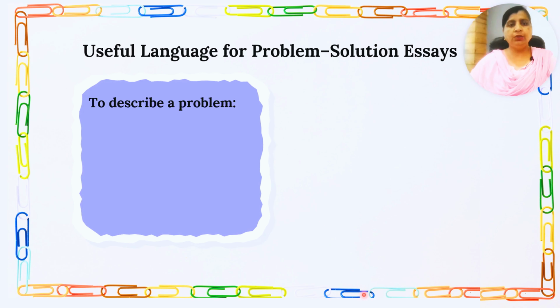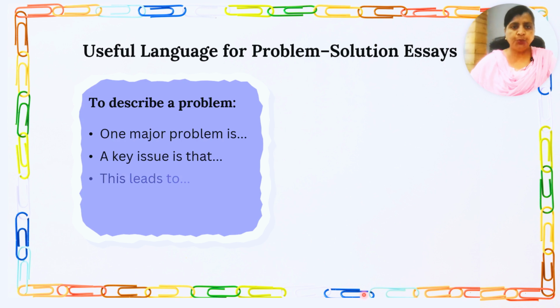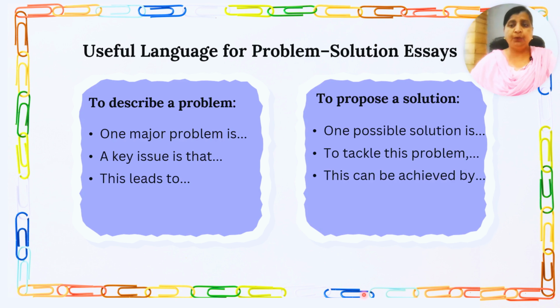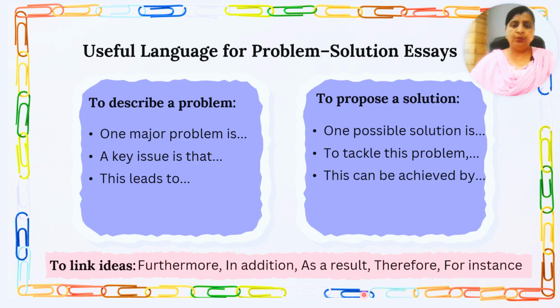Now, what is the useful language for a problem solution essay? To describe a problem: one major problem is, a key issue is, this leads to. To propose a solution, you can start with one possible solution is to tackle this problem, this can be achieved by. To link ideas, you can use cohesive devices like furthermore, in addition, as a result, therefore, for instance. Be very liberal in using the cohesive devices.